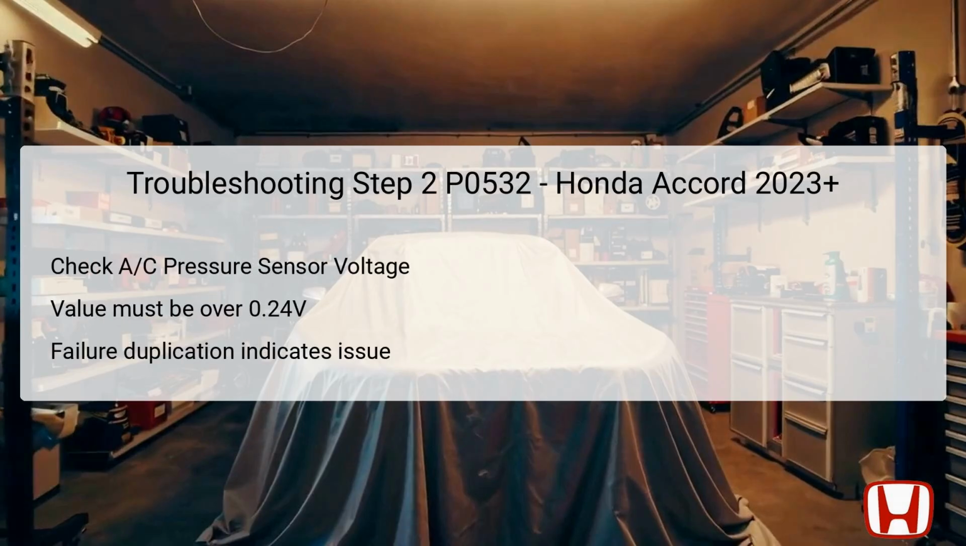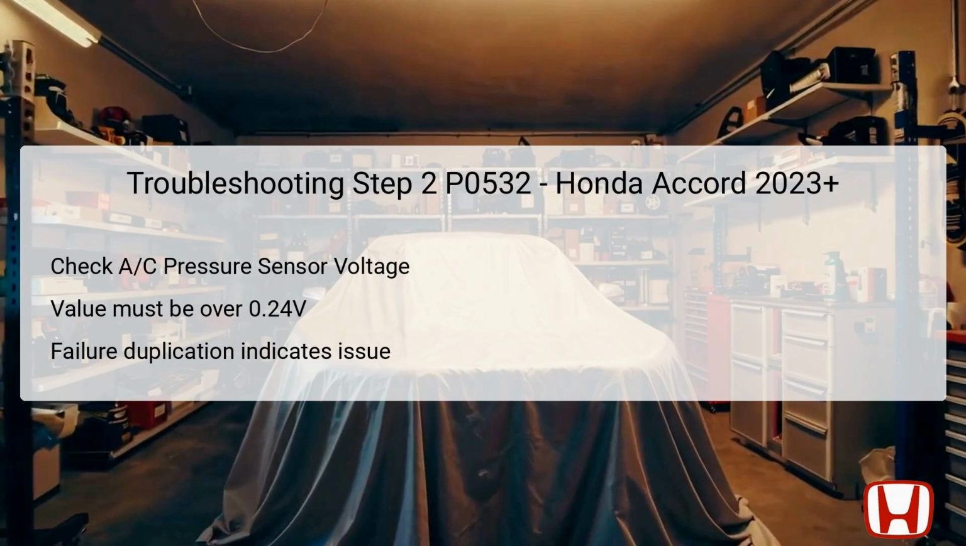Once the vehicle is prepared, the next critical step is to analyze the AC pressure sensor's output voltage. Utilizing a scan tool or Honda Diagnostic System, HDS, you can check the voltage value produced by the sensor while the vehicle is in the on mode and the AC is engaged. An acceptable reading should be greater than 0.24 volts. If the reading is below this threshold, it confirms an anomaly in the system. At this point, it's essential to document this failure duplication, as it directly indicates that the sensor is likely malfunctioning or there is an issue within its circuit.